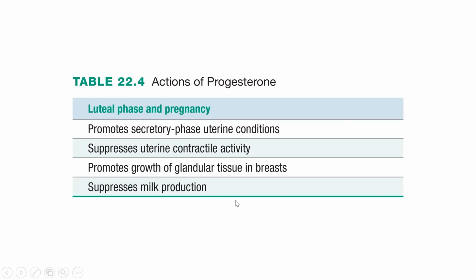And although they're not listed here, it's also going to be responsible for the initial pregnancy symptoms like headaches, nausea, vomiting, upset stomach, etc. These are the functions or the symptoms that also correspond to progesterone in the luteal and secretory phase.